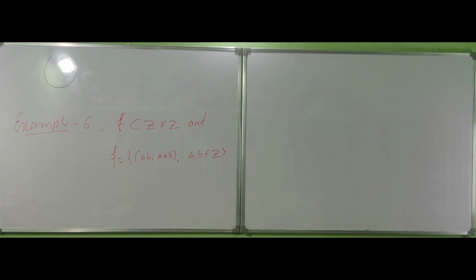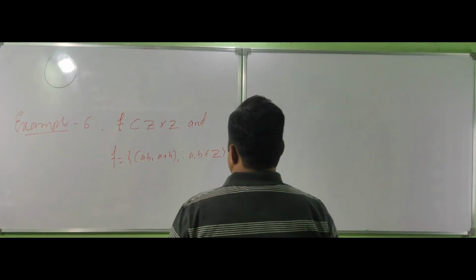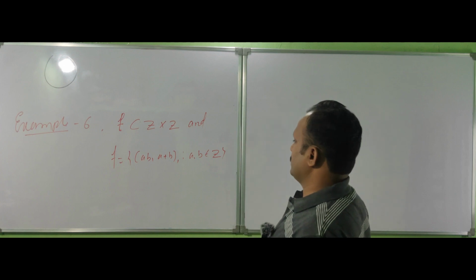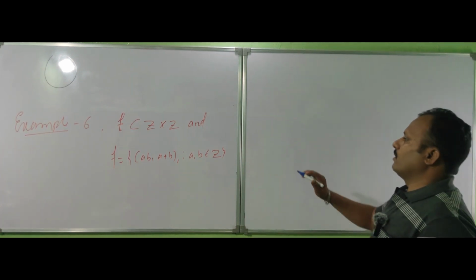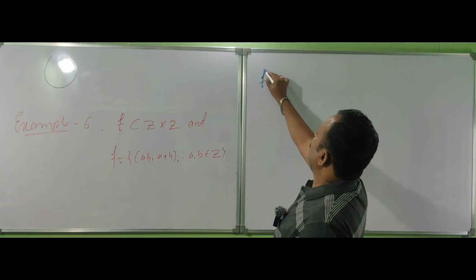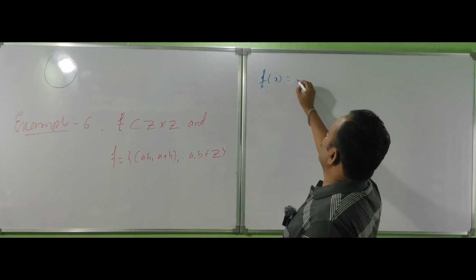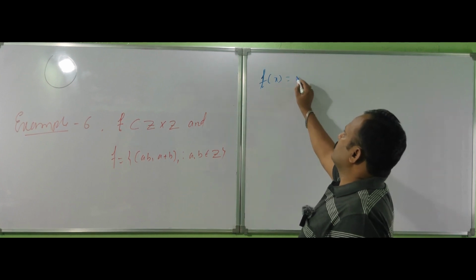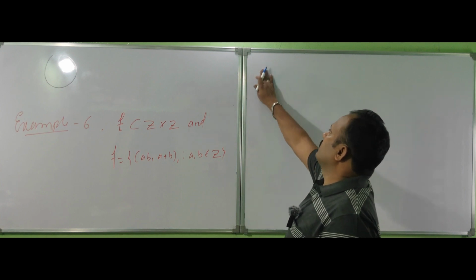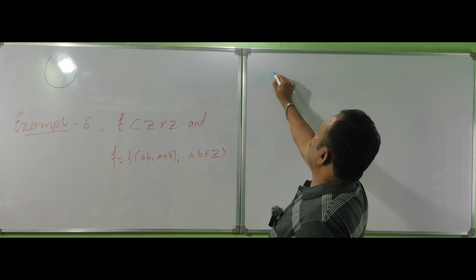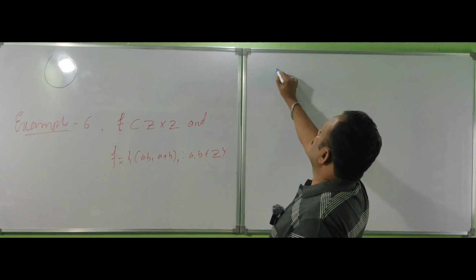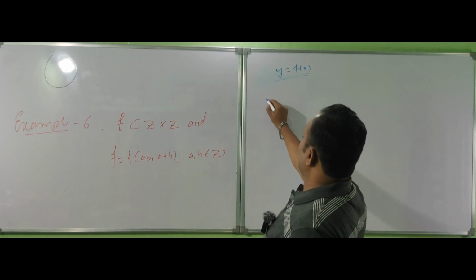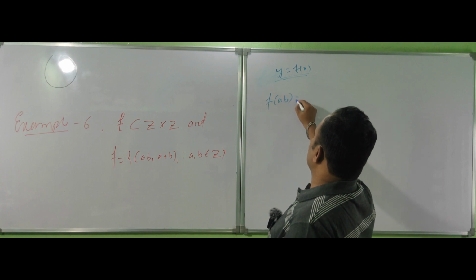Yes, the next question is, if f is a subset of Z cross Z, and f is defined as f equal to {(a, b) such that a, b and a plus b belong to Z}, and f is a function. Okay, sir. What they have given, I am writing. f of x is equal to some form, so x is equal to whatever they have given. What I am writing is equal to y. Usually we write y is equal to f of x. Similarly, we will write f of (a, b) is equal to a plus b.